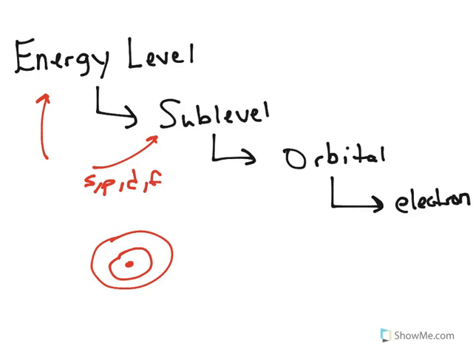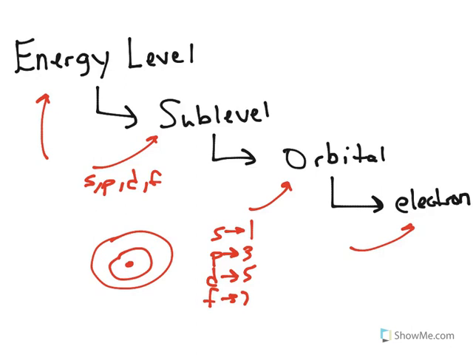These are your S, P, D, and F sublevels. But then within each sublevel, you have orbitals. And just as a reminder, S sublevels have 1 orbital, P sublevels have 3, D sublevels have 5, and F sublevels have 7. And then finally, within these orbitals, you can actually finally find the electrons.